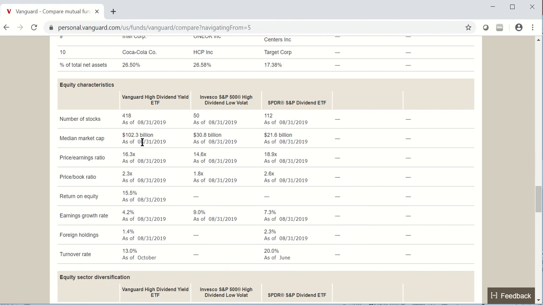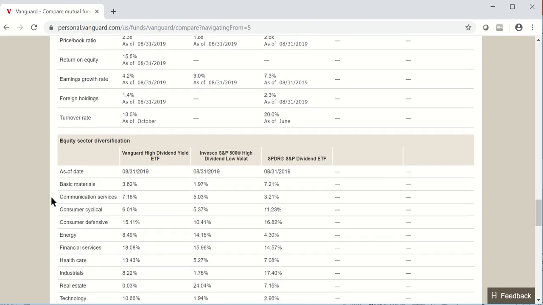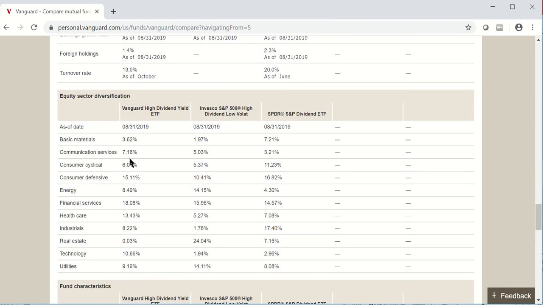Also, Vanguard has the largest market cap, 102 billion. Price to earnings is more or less the same. Invesco's PE ratio is low, which is good. In terms of earnings growth rate, Invesco and SPDR are quite high compared to Vanguard on a year-to-year basis. And here are the different sectors, they are diversified. I can see that Vanguard is high on consumer staples, which is good. All of them actually, because this sector usually gives good dividends, and then also financial services companies.